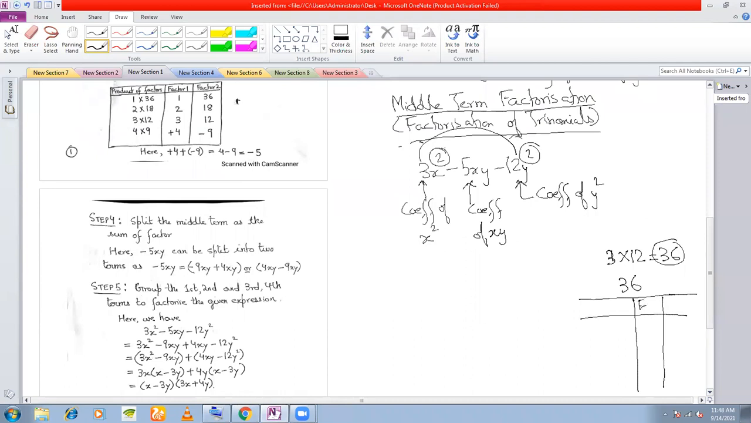Let us say this is factor 1 and this is factor 2. Okay, and you have the number 36. Now what is the first factor of 36? First is 1 into 36.